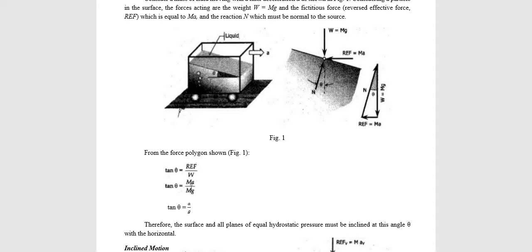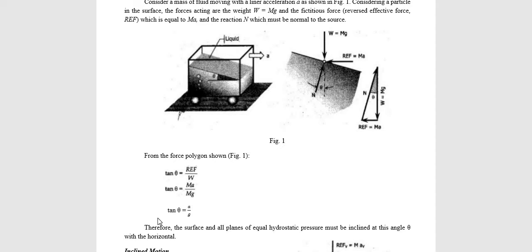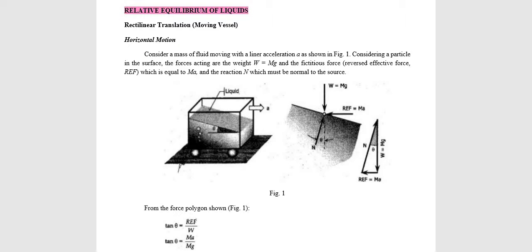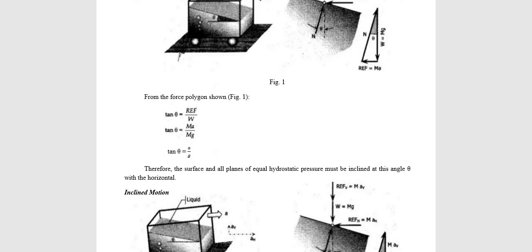Obviously, yung REF is equal to mass times acceleration, tapos yung weight is equal to mass times gravity. Then you just have to simply cancel out the mass, and yung natira lang is tangent theta is equal to acceleration over gravity. Yan yung formula kapag yung analysis ng isang problem is about the horizontal motion which involves a moving vessel. Again, take note, tangent theta is equal to acceleration over the gravity. Therefore, the surface and all planes of equal hydrostatic pressure must be inclined at this angle theta with the horizontal.